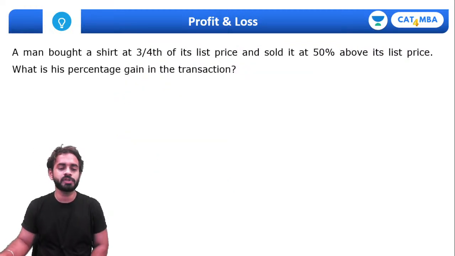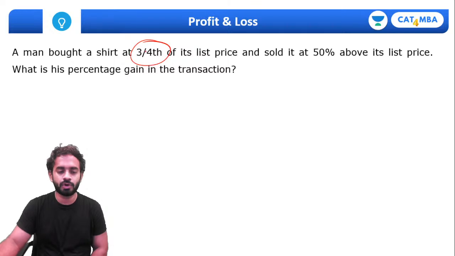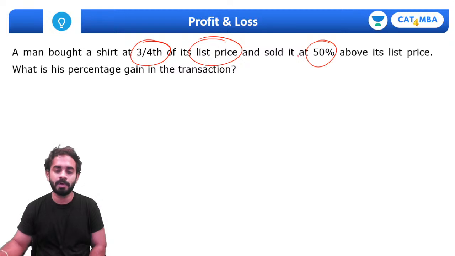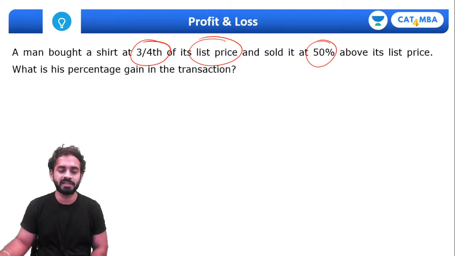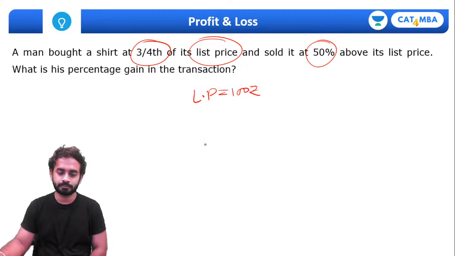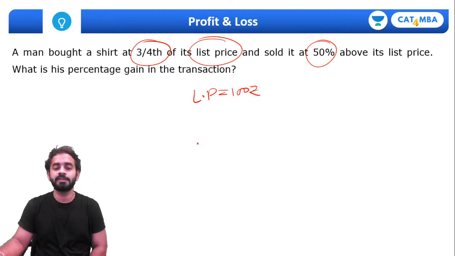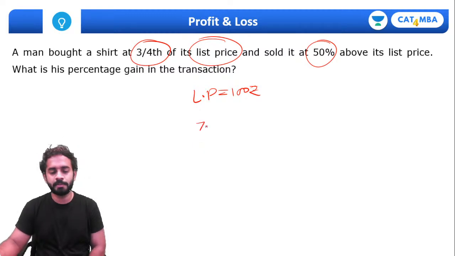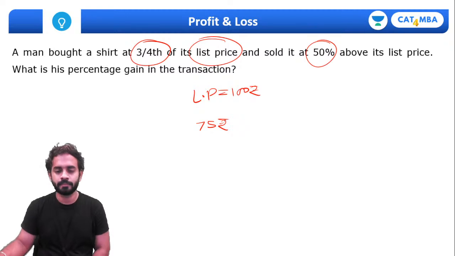A man bought a shirt at 3/4 of its list price, and sold it at 50% above its list price. What is his percentage gain? Let us consider the list price. The list price is 100 rupees for him, and he purchased it at 3/4 of this. It means he purchased it at 75 rupees, right?